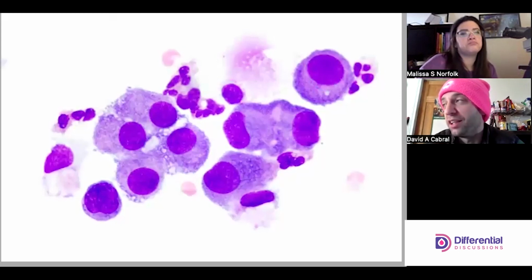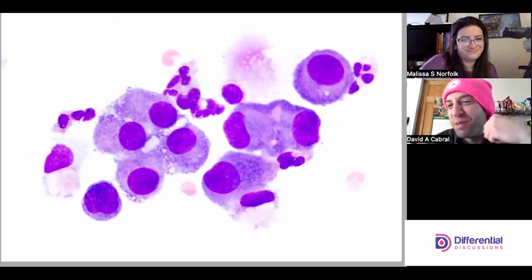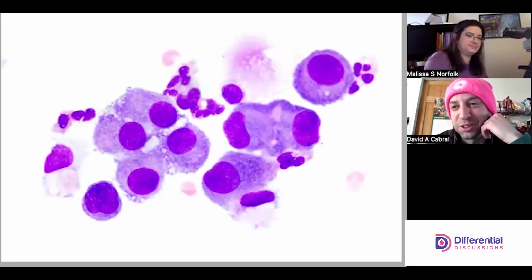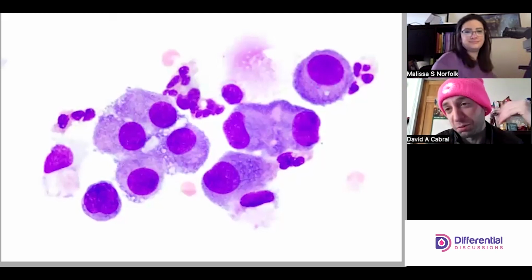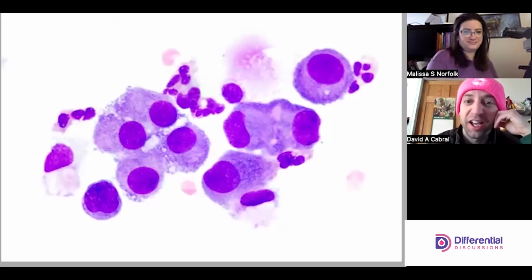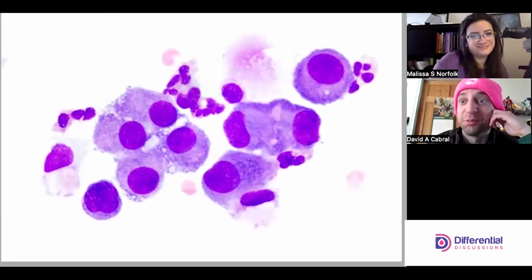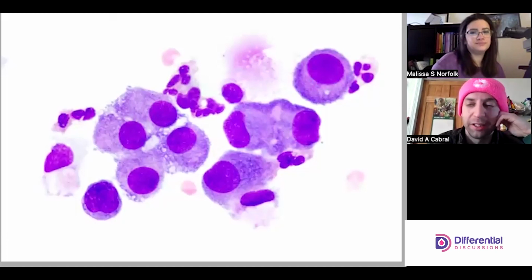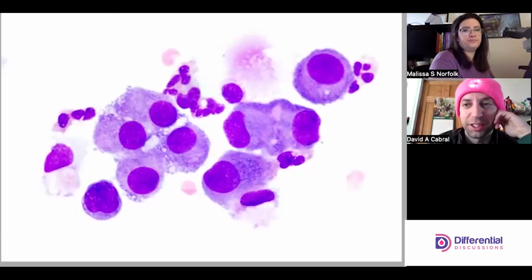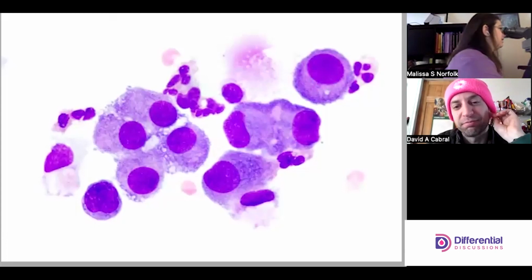I find myself to be like a Reddit lurker, and people will post stuff like this. And I actually had a little discussion with someone online that thought that they were a plasma cell. If you're inexperienced, I get it. But the nucleus is just completely not plasma celly. All right, let's keep going.